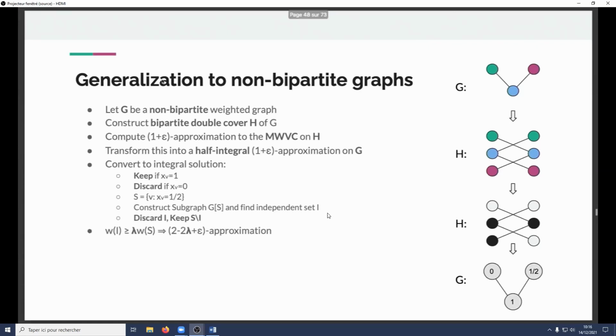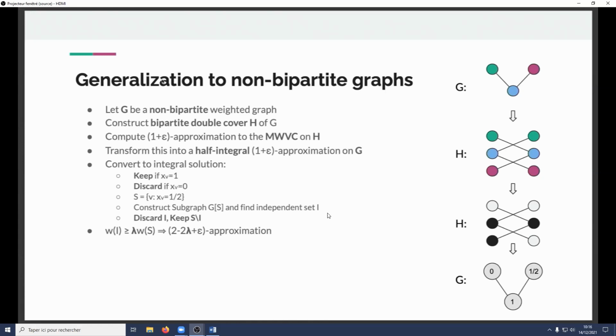If we can compute an independent set such that the weight over the nodes of this independent set is greater than or equal to lambda times the weight of all those nodes, then this actually leads to a 2 minus 2 lambda plus epsilon approximation. So this generalization holds for all graphs where we can somehow compute this lambda-approximated independent set, which should apply on every subgraph of the graph.